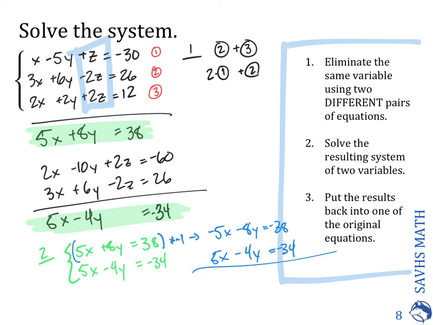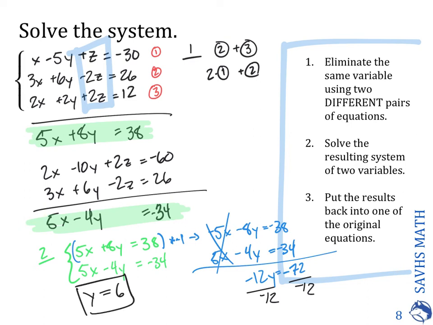I get no x's, but I get negative 12y's, and then I get negative 72. Okay, so then let's divide both sides by negative 12, and I get y is 6. Things are looking pretty good so far.